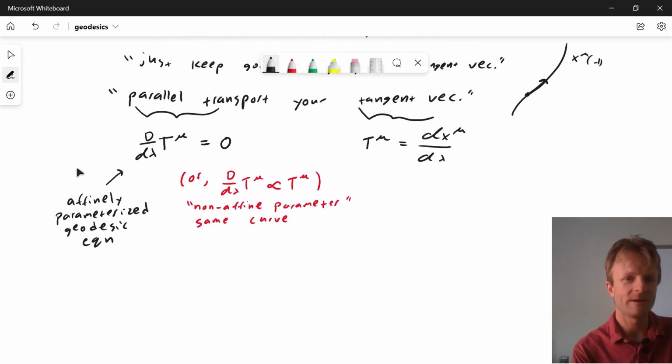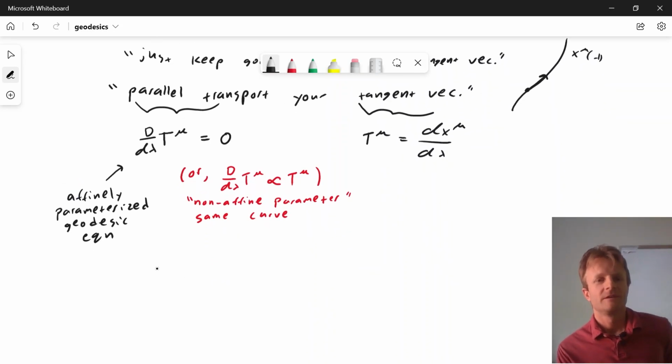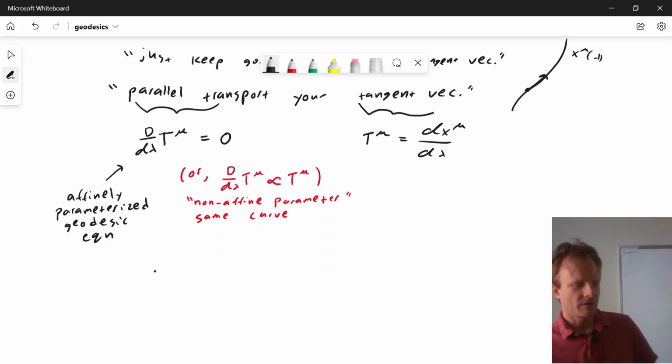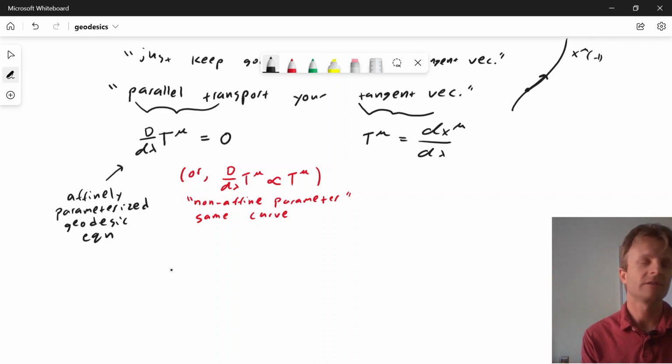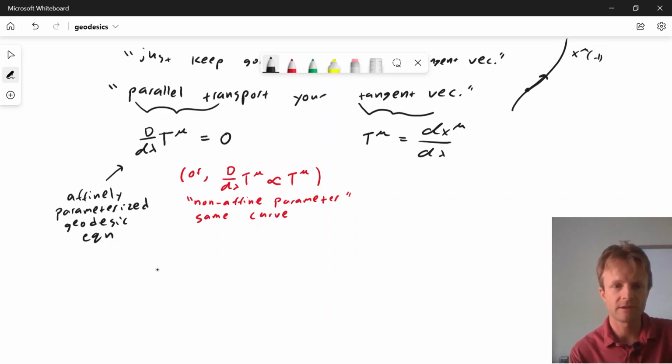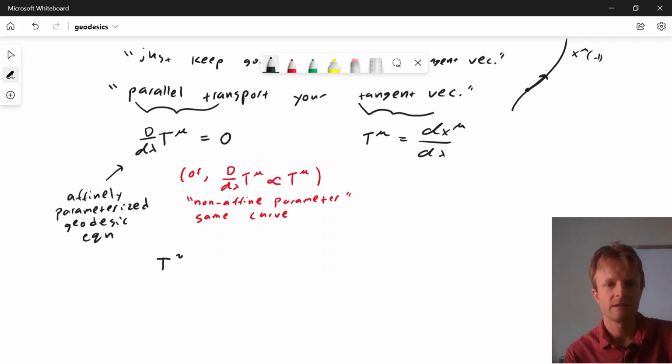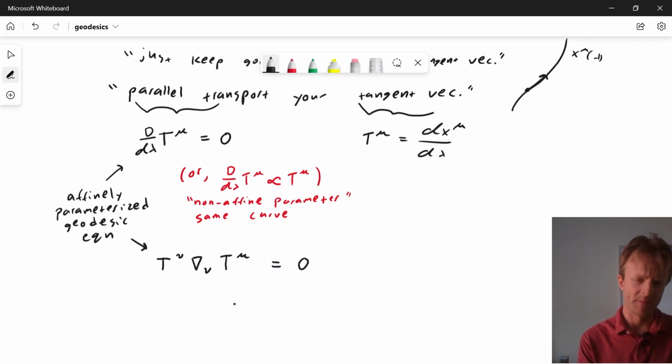This is an equation you have to solve if you want to do physics and general relativity. So freely falling bodies are going to follow time-like geodesics, and light rays are going to follow null geodesics. It's a very important equation. So let's write it in a few different forms. You could also expand out the D by d lambda. So you could write it as t^nu covariant derivative nu of t^mu equals 0. That's the same equation. It's just the definition of D by d lambda with a capital D.